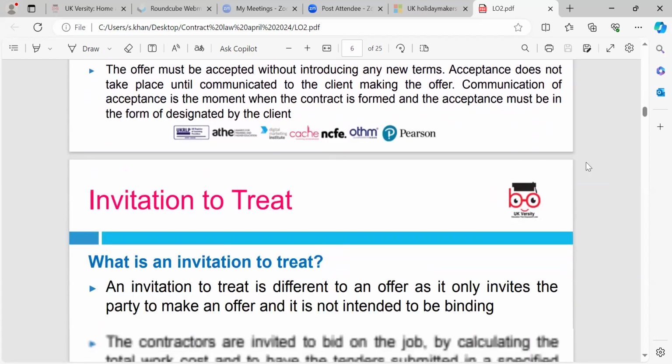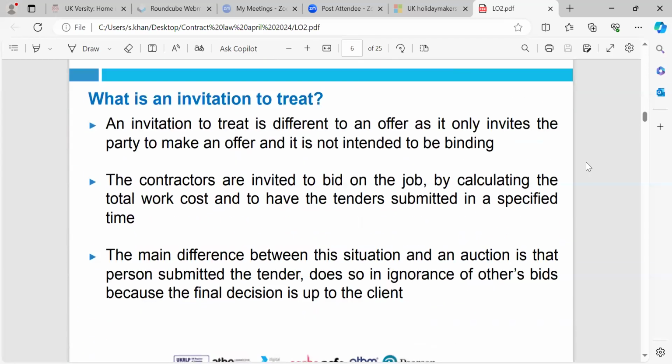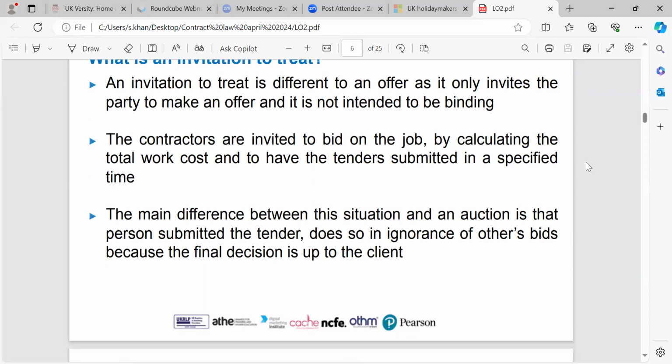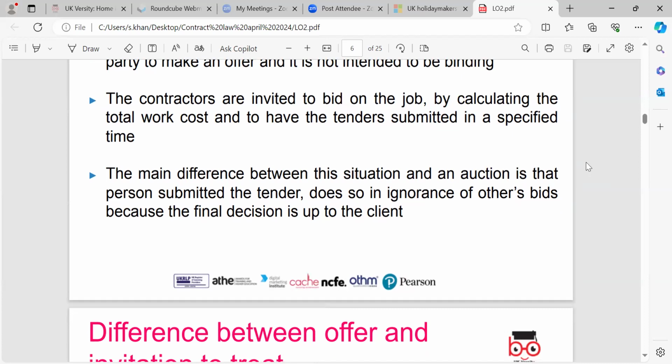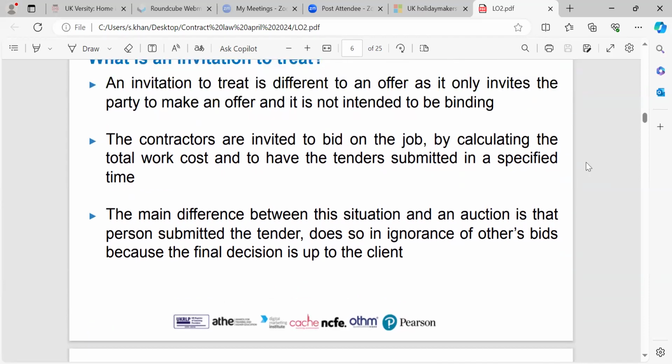Now we're going to go on to what invitation to treat is. So an invitation to treat is different to an offer as it only invites the party to make an offer and is not intended to be binding. The contractors are invited to bid on the job by calculating the total work cost and to have the tender submitted at a specified time. The main difference between this situation and an auction is that the person submitting the tender does so in ignorance of others' bids because the final decision is up to the client.